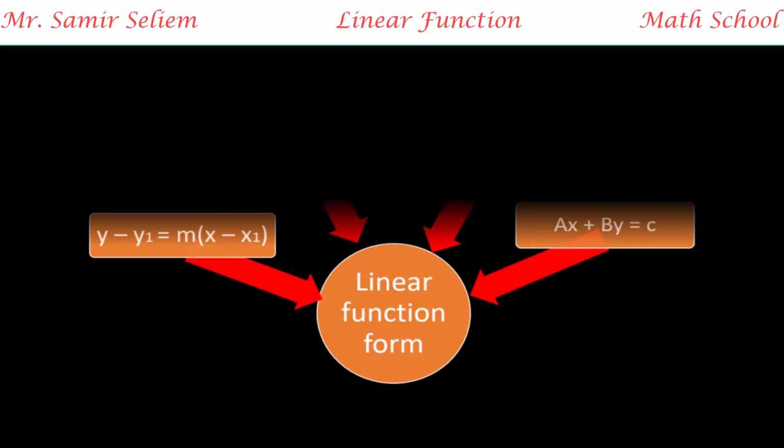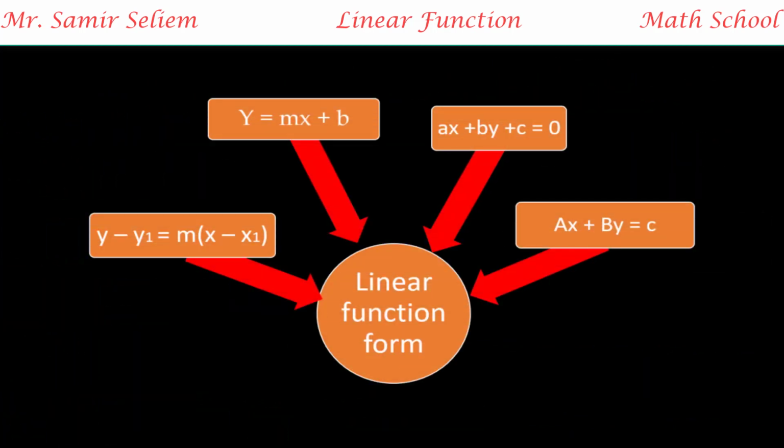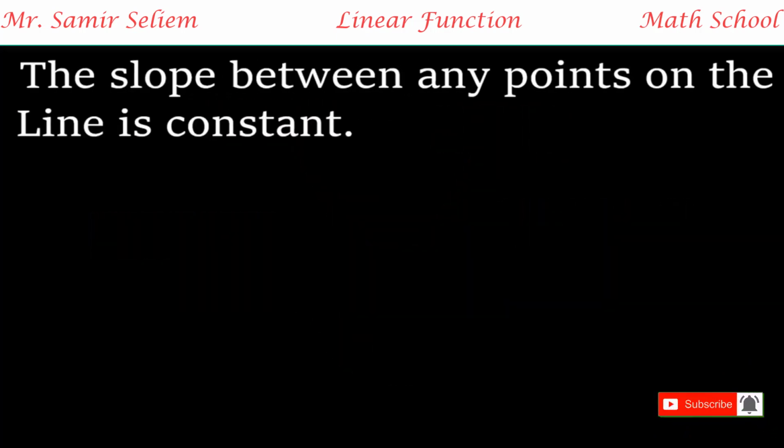This is the shape, the linear function forms we studied before. First, y equals mx plus b. Second, y minus y sub 1 equals m multiplied by x minus x sub 1. Then ax plus by plus c equals 0, and ax plus by equals c. Let's have an example.